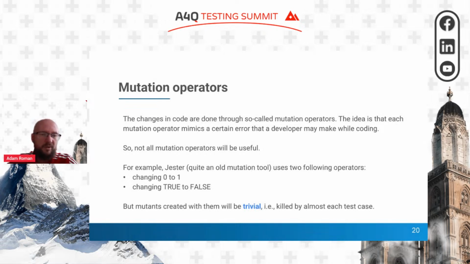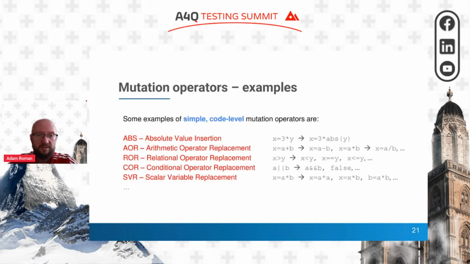So the whole point in mutation testing is to design and use good mutation operators, strong mutation operators. Here are some examples of simple operators related to arithmetic operations, relational operations. So we can change plus to minus, we can change y to absolute value of y, and so on.